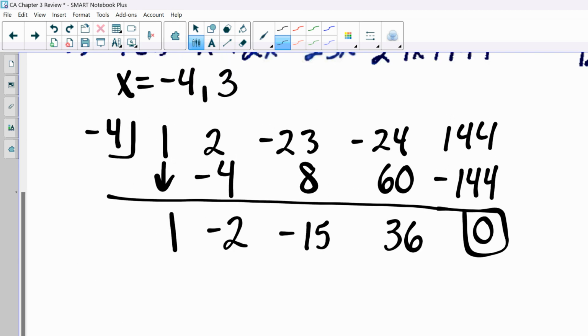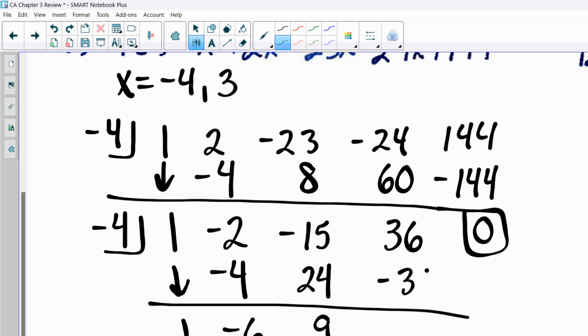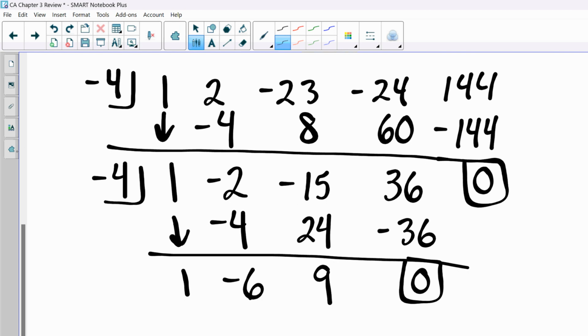Now the question is, did it actually cross the x-axis at negative 4? Well, if it didn't, then we actually have a multiplicity of 2. We have an even multiplicity with it. So we can try negative 4 again. Negative 4 times 1 is negative 4. Negative 2 plus negative 4 is negative 6. Negative 4 times negative 6 is positive 24. Negative 15 plus 24 is positive 9. Negative 4 times negative 9 is negative 36, which does indeed give us 0.